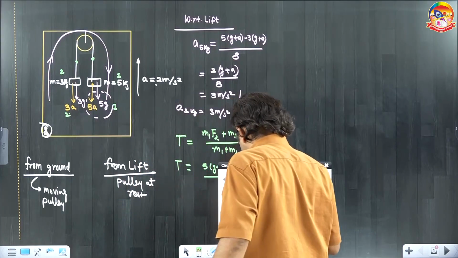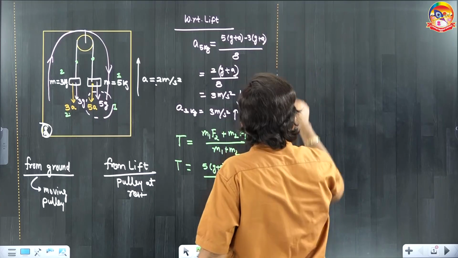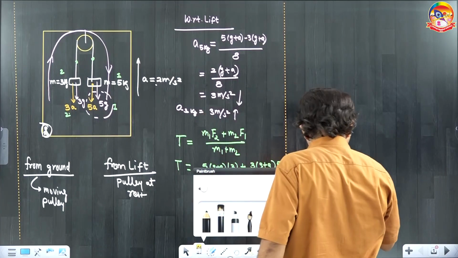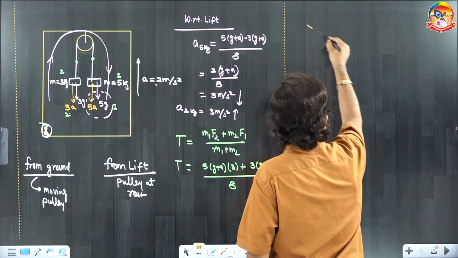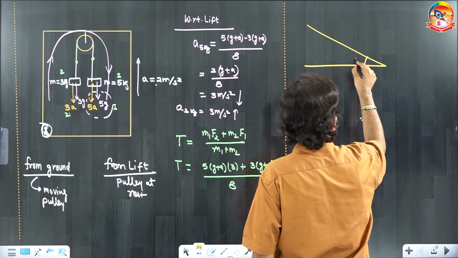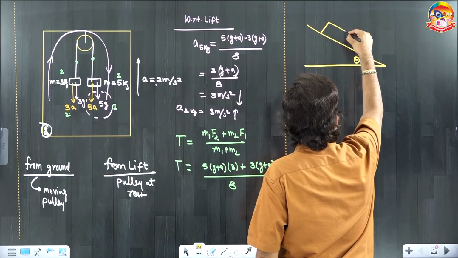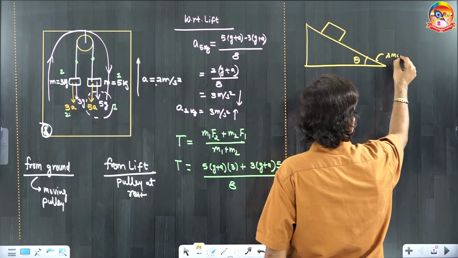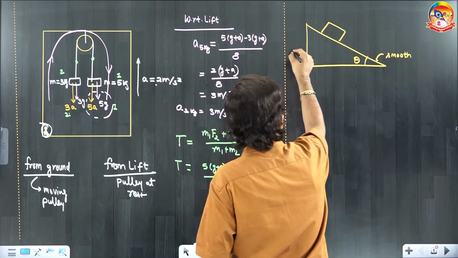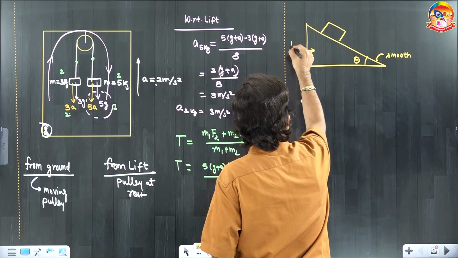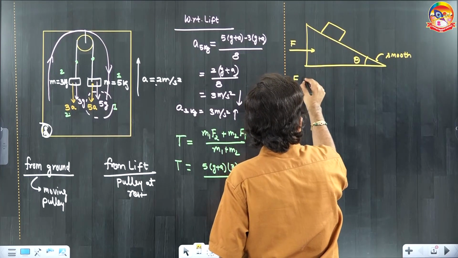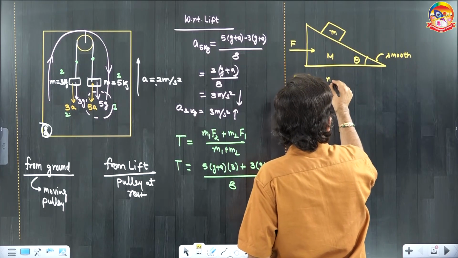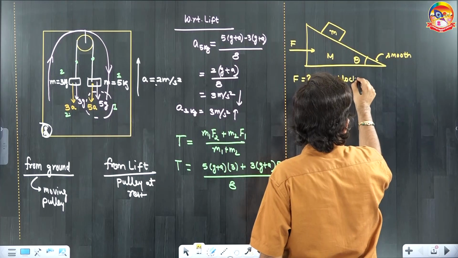Let's take another example, a very common problem that we solve, and it is a very simple way to understand. A wedge is there at an angle theta. A block is placed over it. This wedge is smooth. If I apply a force in this direction, for what value of force does this small m block not slide?